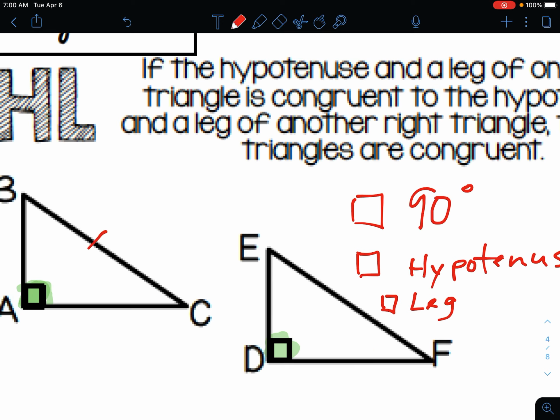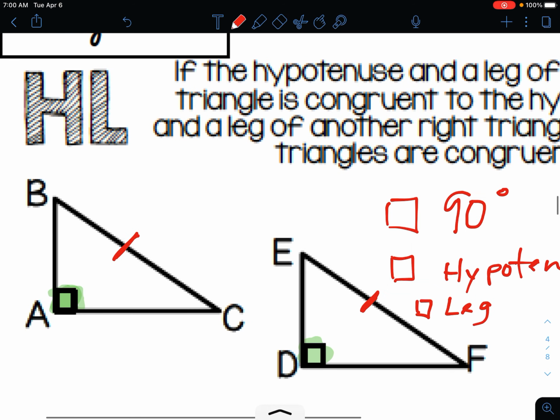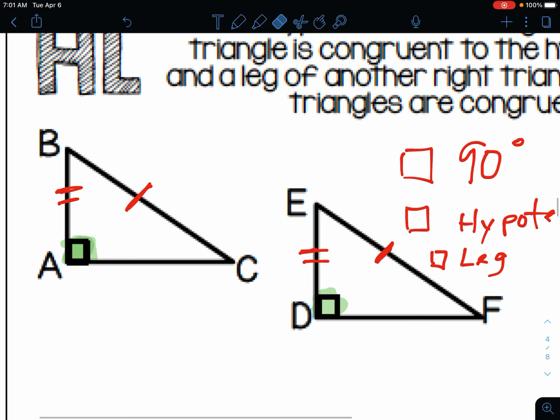So, all right, we have to have that 90 degrees. The hypotenuse is the long side. And then either that leg or that leg. This is the only time, if you think about SSA or ASS, oops, I just spelled the swear word, that's the only time that works out, where there's two sides and the non-included angle, okay? But it's special because it's a right triangle, right?